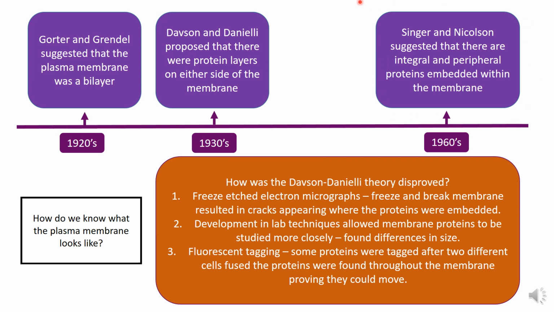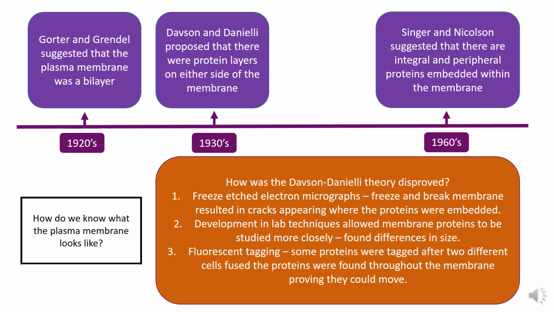This is the theory that we accept today, that we assume is the actual structure of the cell membrane, but there was work done in order to disprove the Davson-Danieli theory of the membrane, and there were a few things that occurred that allowed us to disprove that theory. So number one was freeze-etched electron micrographs.